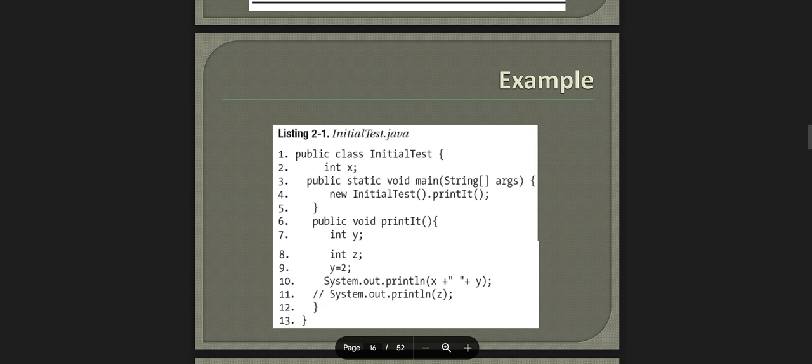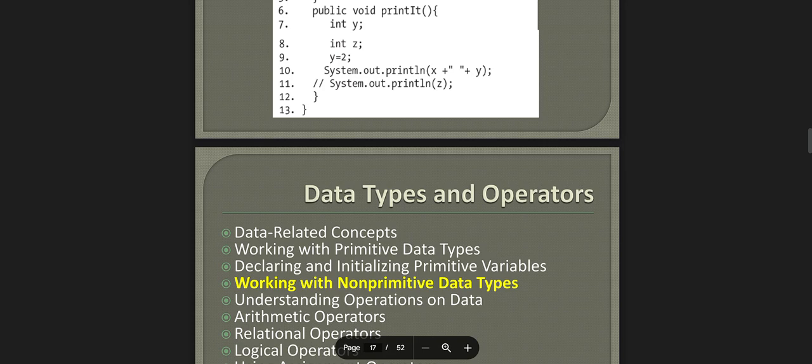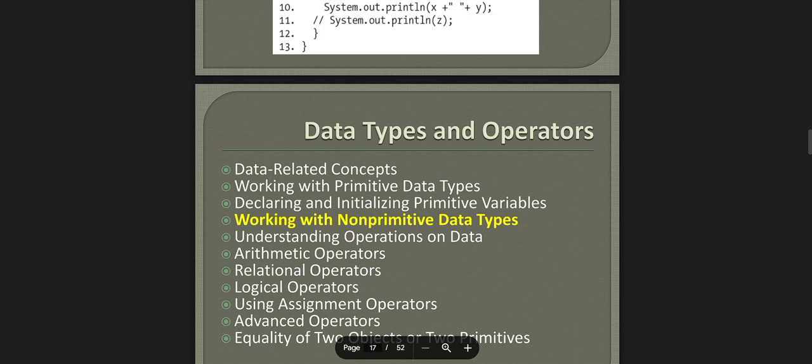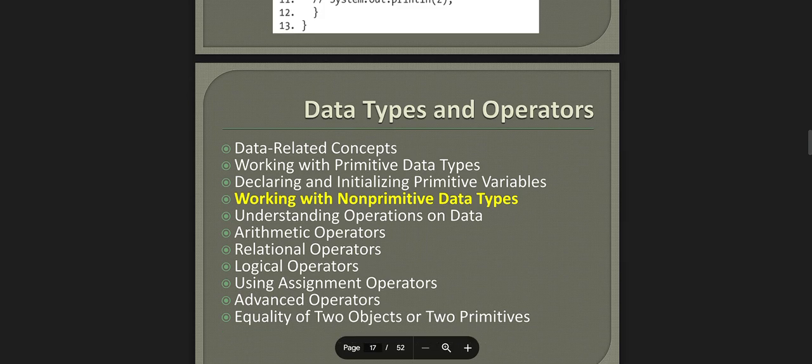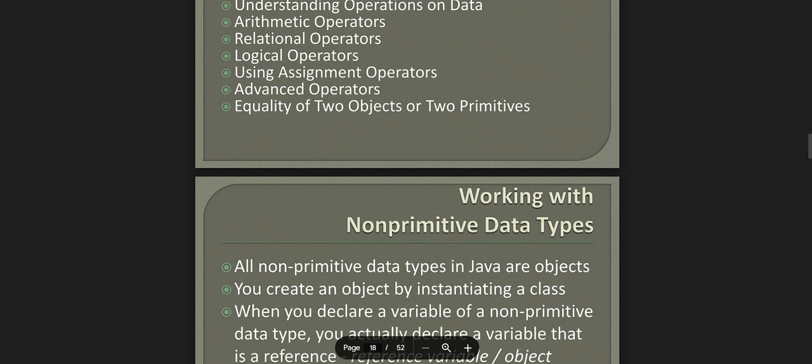Data types and operators. Data related concepts: working with the primitive data types, declaring and initializing the primitive variables, working with the non-primitive data types, understanding the operations in Java: arithmetic operator, relational operator, logical operator, using the assignment operator, advanced operator, equality of two objects or two primitives. Working with the non-primitive data types.